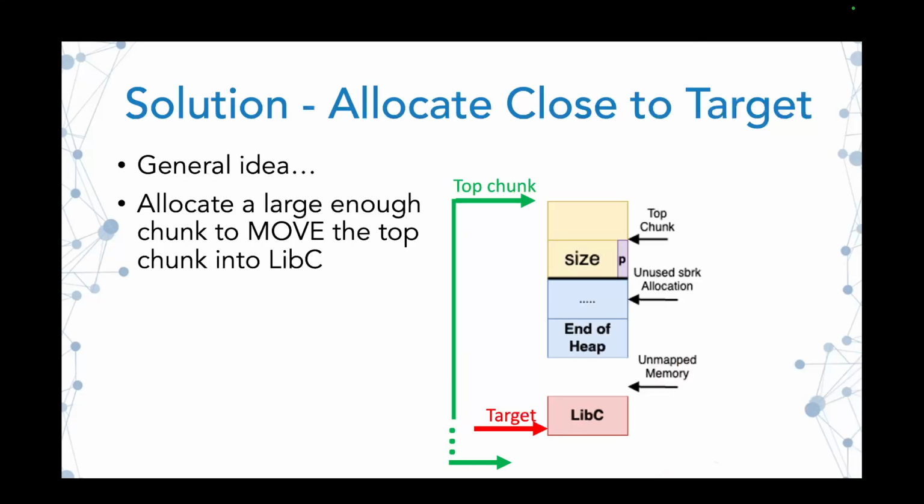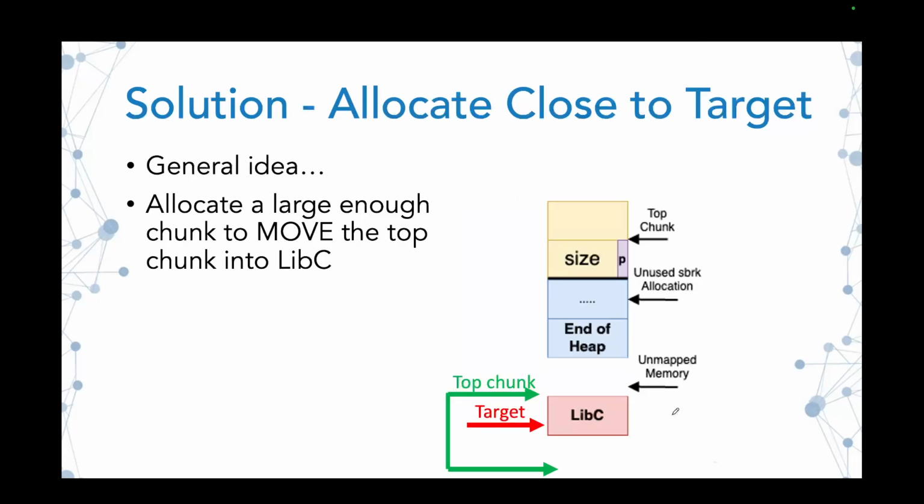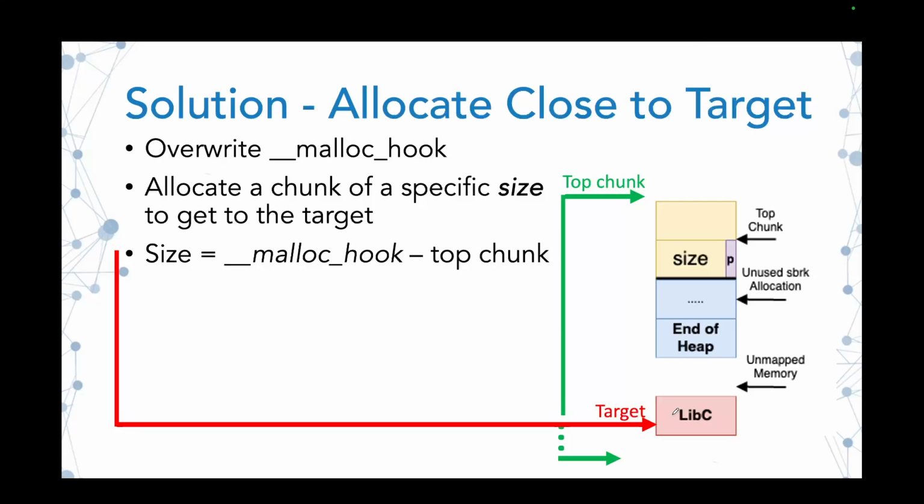So I'm going to turn off my camera again. Like we said before, we've now corrupted this top chunk, and there's this gap here. Now we want to write to this libc address, which is going to be the malloc hook. So the general idea is that we need to somehow move that needle close enough to the target so that the next allocation will be directly in front of it.